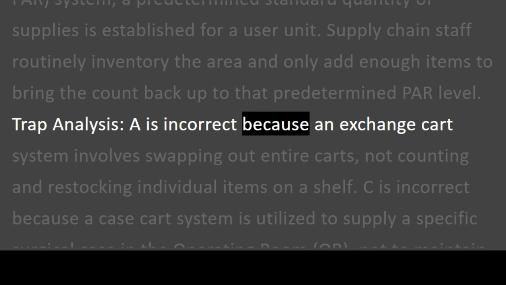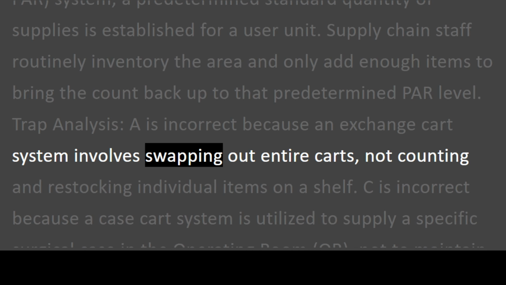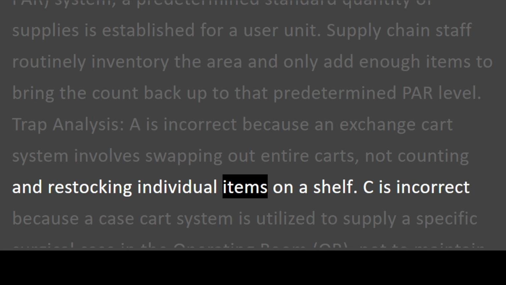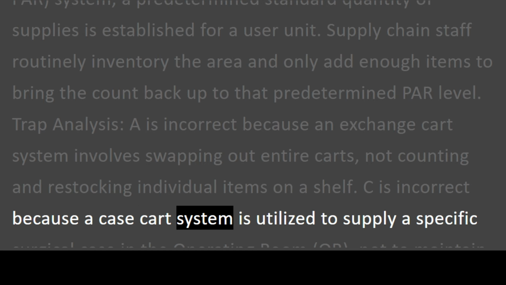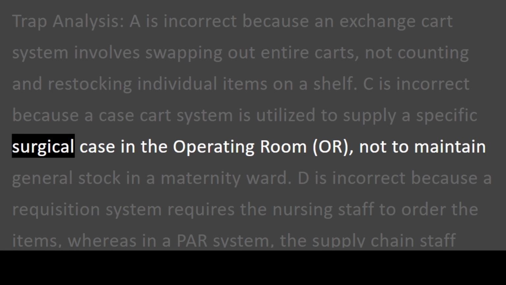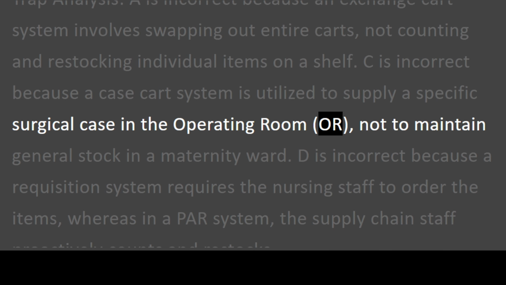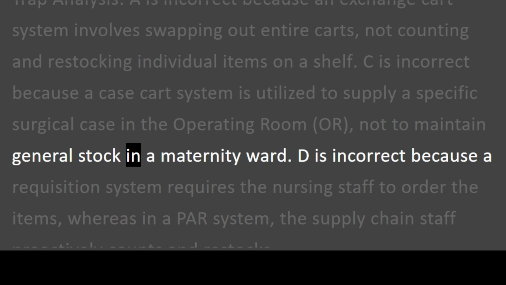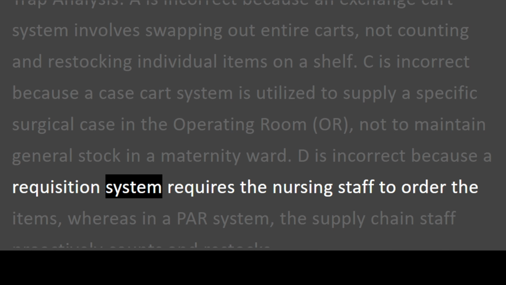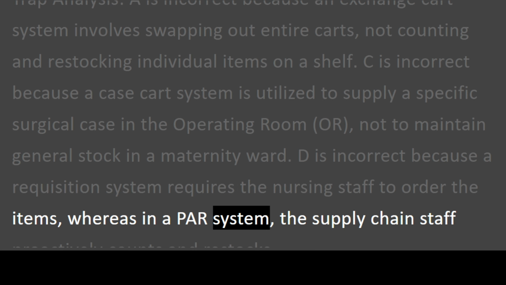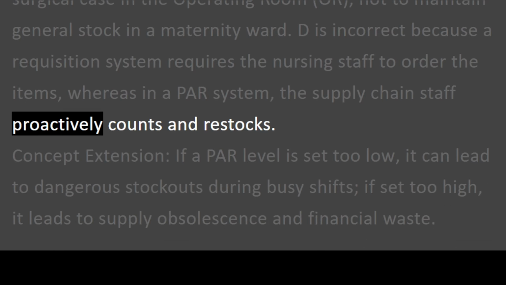Trap analysis. A is incorrect because an exchange cart system involves swapping out entire carts, not counting and restocking individual items on a shelf. C is incorrect because a case cart system is utilized to supply a specific surgical case in the operating room, not to maintain general stock in a maternity ward. D is incorrect because a requisition system requires the nursing staff to order the items, whereas in a PAR system, the supply chain staff proactively counts and restocks.